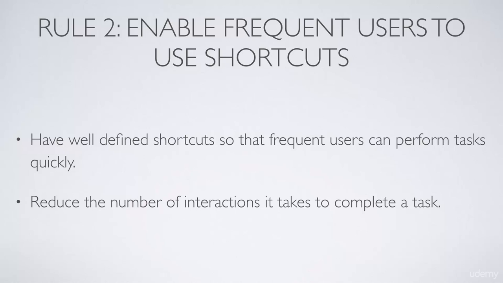can perform tasks quickly. So for example, if you're a new user, then you take the long way to save a file in a Word document. And if you are a frequent user, you already know all the shortcuts to do those tasks in a much shorter time. The next point is to reduce the number of interactions it takes to complete a task. For example, your user needs to achieve some end result from your application. You want to make sure that the end result is achieved in as few steps as possible.